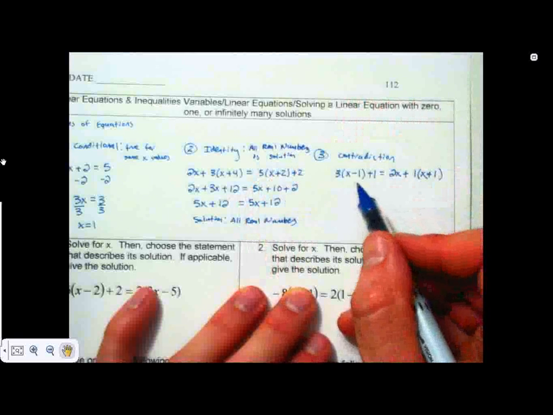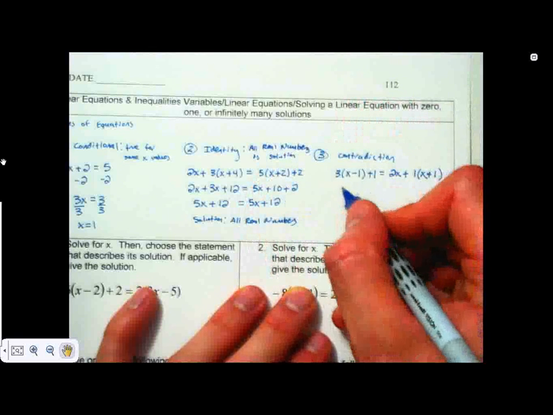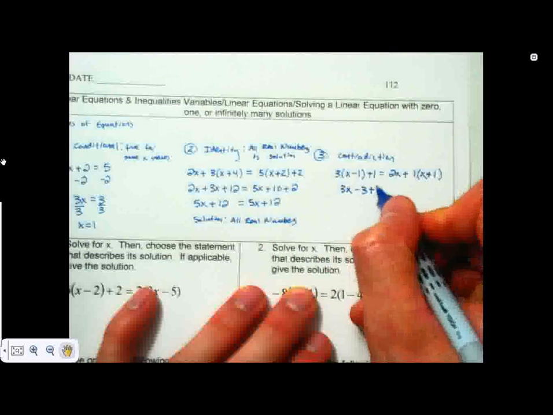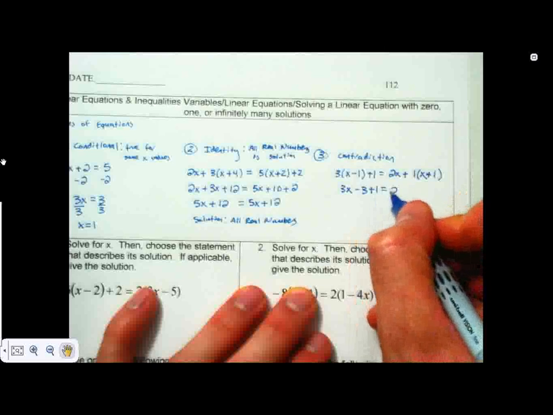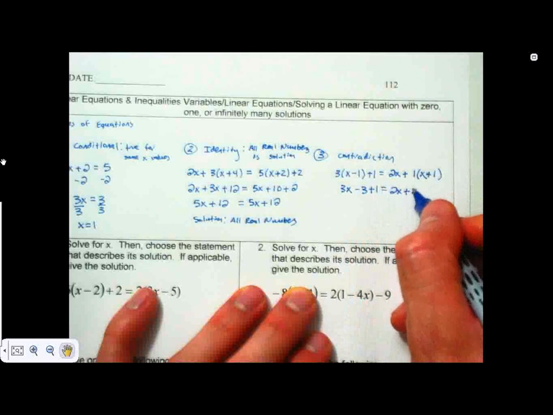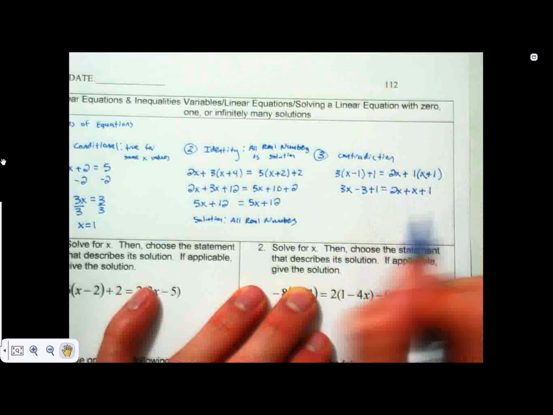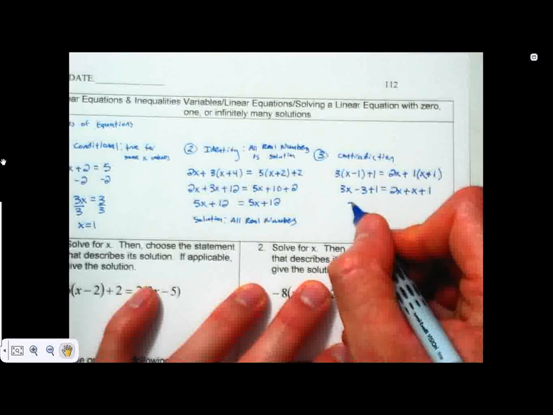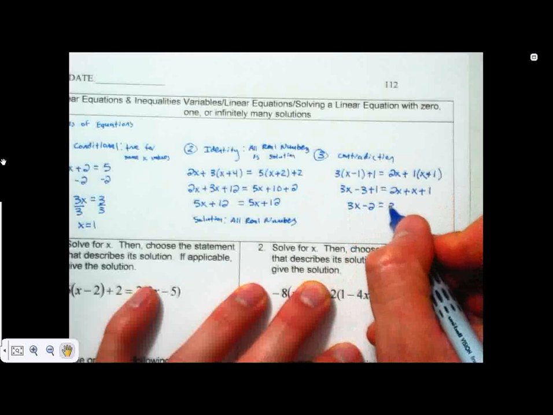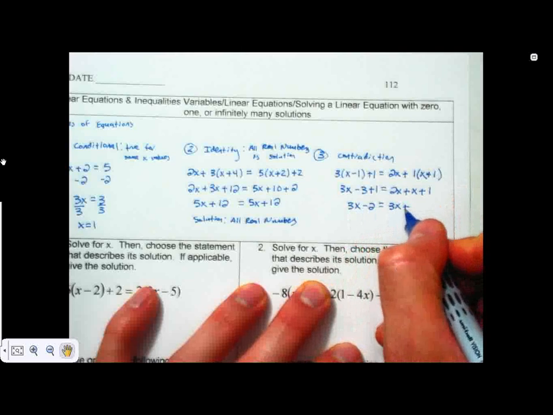Okay, let's look at the last example of an equation. So if we distribute again, we'll have 3x minus 3 plus 1 equals 2x plus 1x plus 1. So that gives 3x minus 2 equals 3x plus 1.